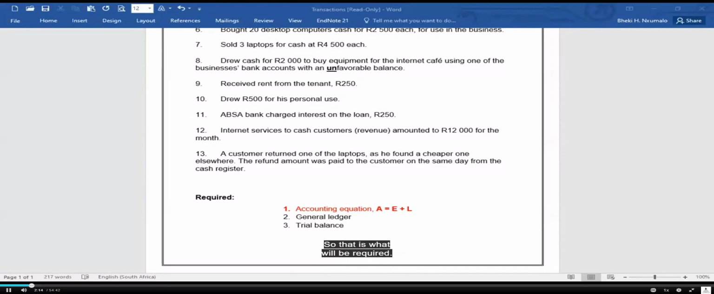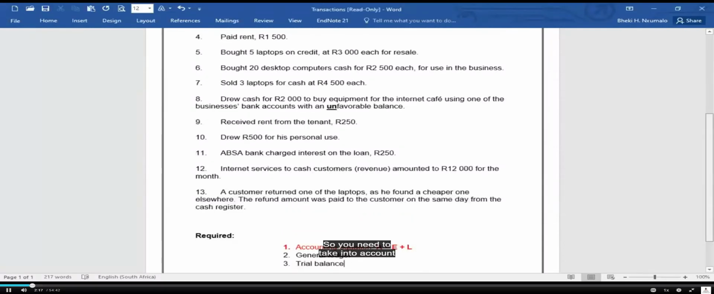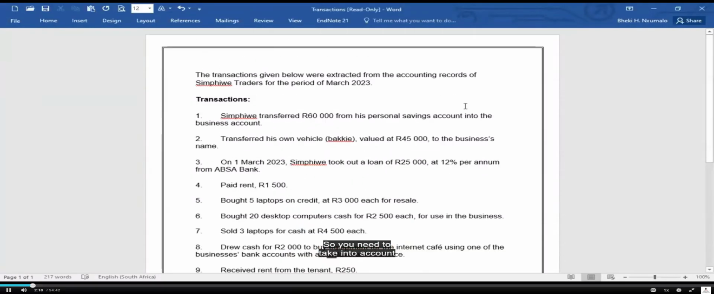Let me go straight to the transactions. So you need to take into account these transactions are taking place in March 2023. Transaction number 1, Simpiwe transferred 60,000 Rand from his personal savings account into the business bank account.